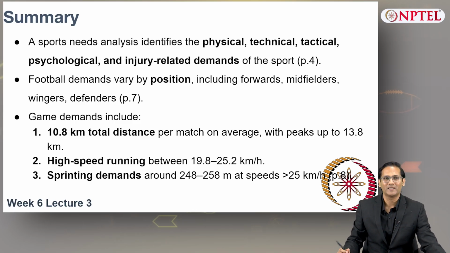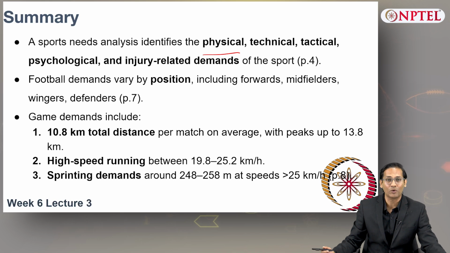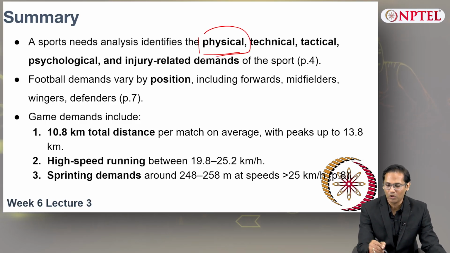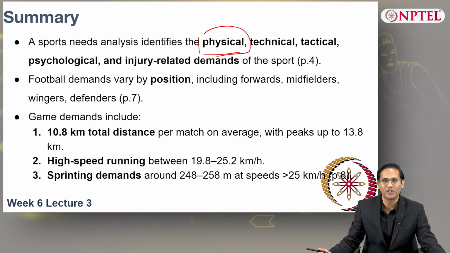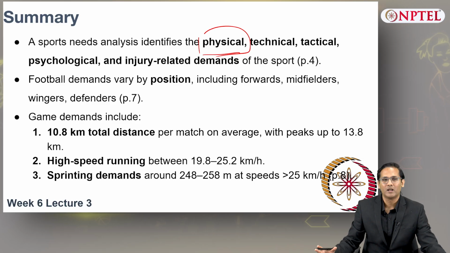So in summary, a sports need analysis identifies physical, technical, tactical, psychological and injury related demands. For the sake of this course, we are focusing only on physical and physiological demand. The football demands vary by position. Game demand includes covering a total of 10.8 kilometers on average with a peak of up to 13.8 kilometers.